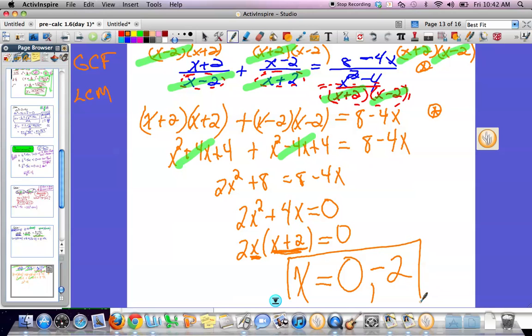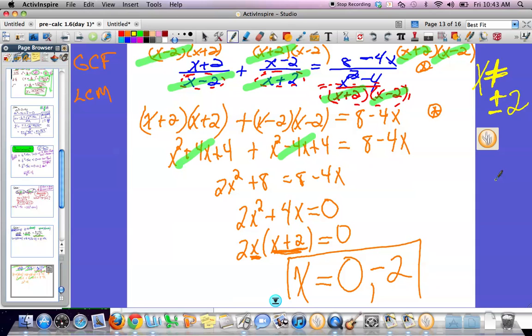Do they both work? You have to test it. You have to check your answers. What I would have really loved is way back at the beginning, it's a good idea always to start and tell yourself what you can't have. So you look at your original problem in blue, what can't you have? This right here says you can't have 2. This says you can't have negative 2. This says you can't have 2. This says you can't have negative 2. You can't have plus or minus 2 on this problem.